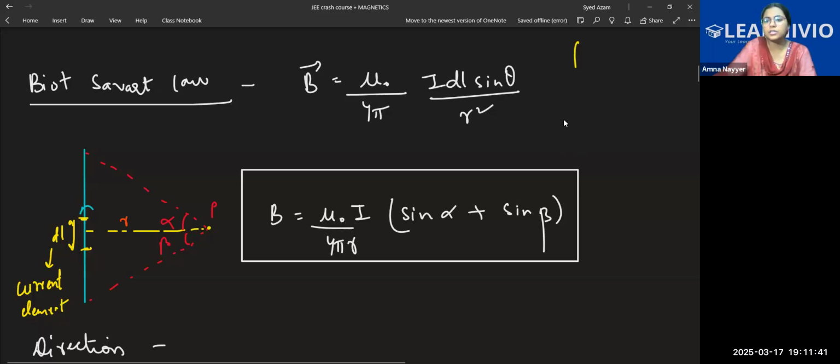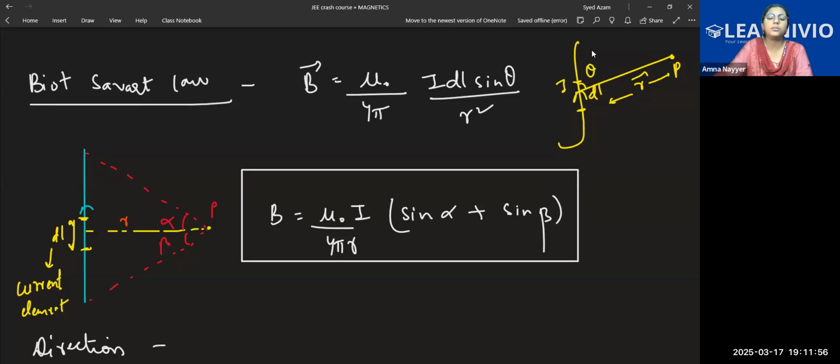Now, what is meant by this? Suppose this is a current carrying wire. This is a small portion which we say dl. Let's say at this point P we are calculating and this separation is R. Whatever angle this dl is making with R, this is what we use as theta. Theta is made between dl and R.